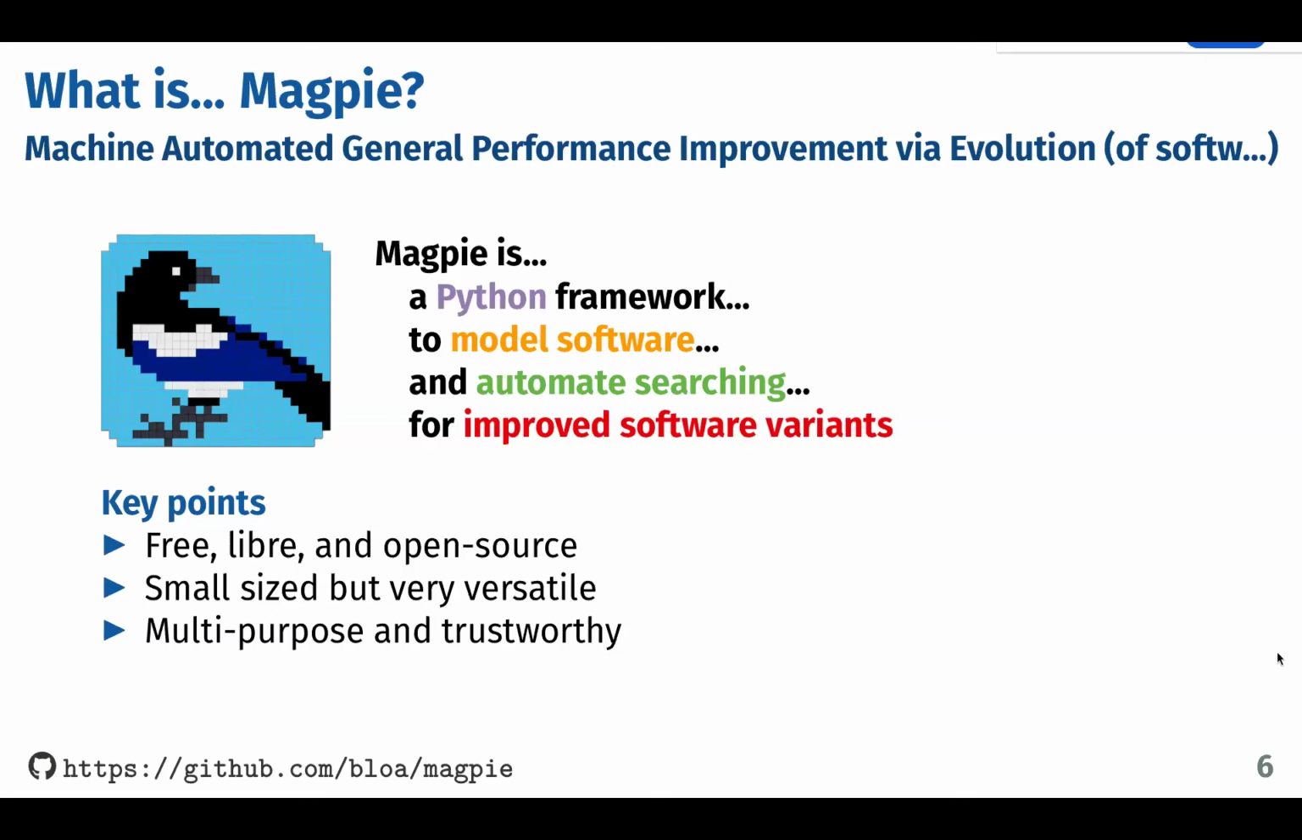I will come back later on the key points, but the key point is it's free, as in free beer. It's open source on GitHub. I try to keep it as small as possible, but to include many features in it. And yeah, it can be used not for a single use case only, but it is designed to be generic and trustworthy. It's for reproducibility. It is designed in a way that you can design experiments and repeat experiments easily.